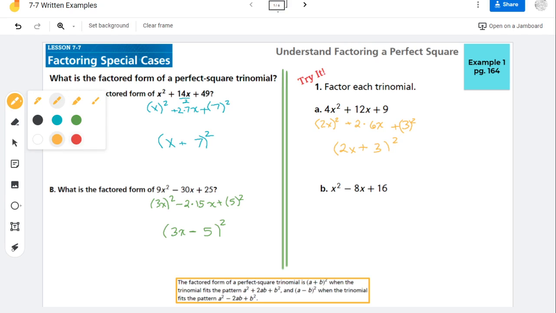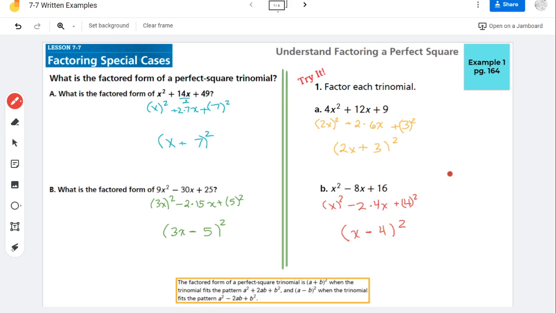We're just going to go ahead and do this our last try it. So I have an x squared, and 16 is 4 squared. Taking the 8 and dividing it by 2, and I get 4x, which is the same thing as x times 4. So that's how you know it's a perfect square. So I set up my parentheses with the square on the outside, drop down that first sign, and I fill in my x and my 4.